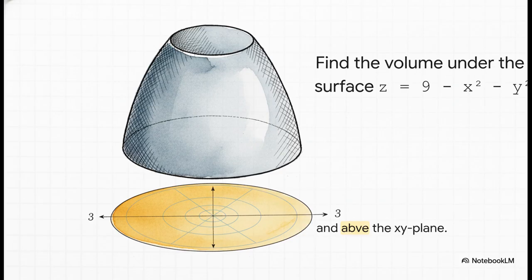Now pay attention to this part. If we want to find the base of this shape on the xy plane, we set z to 0, right? And what do we get? x squared plus y squared equals 9. Hey, that's a circle with a radius of 3. A light bulb should be going off right now. This is a perfect candidate for polar coordinates.